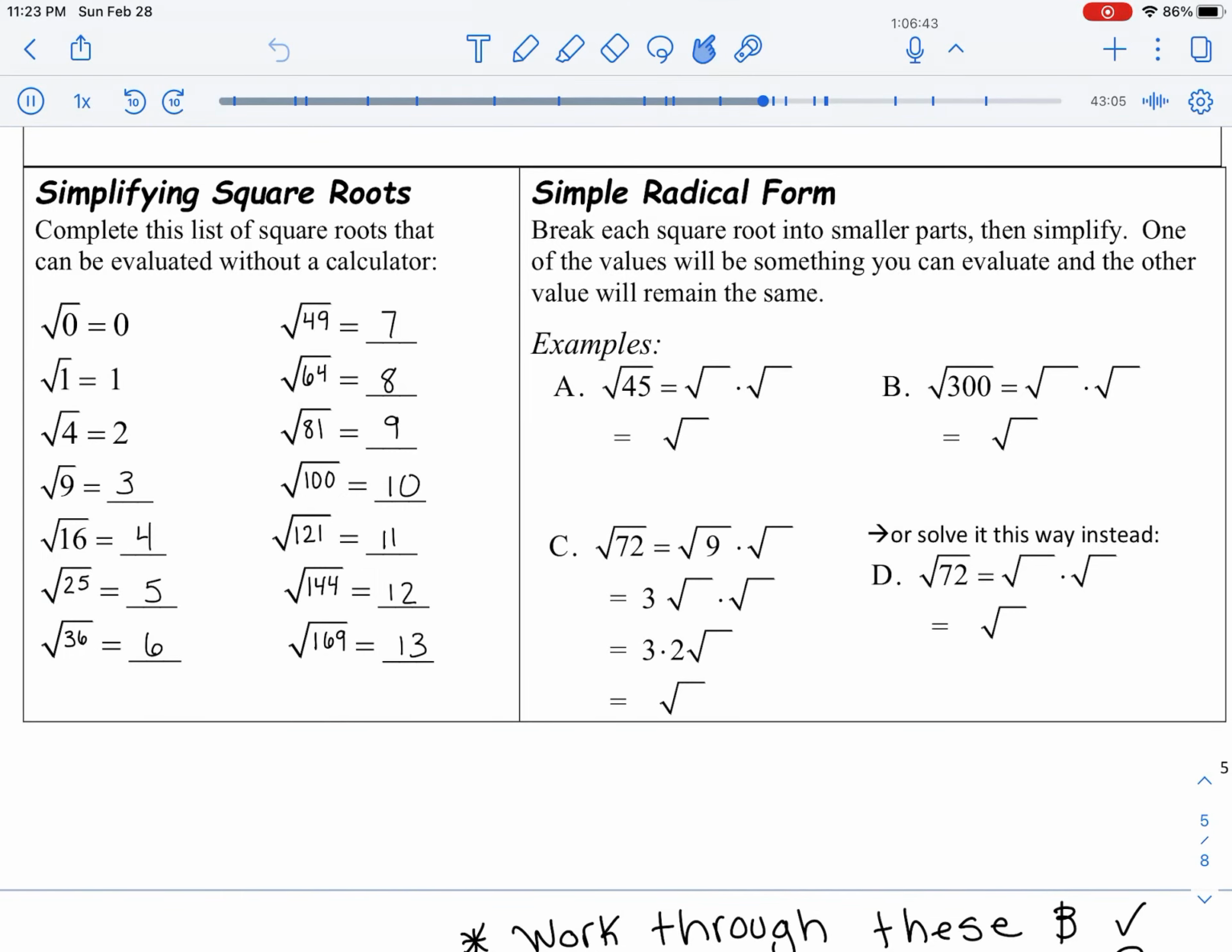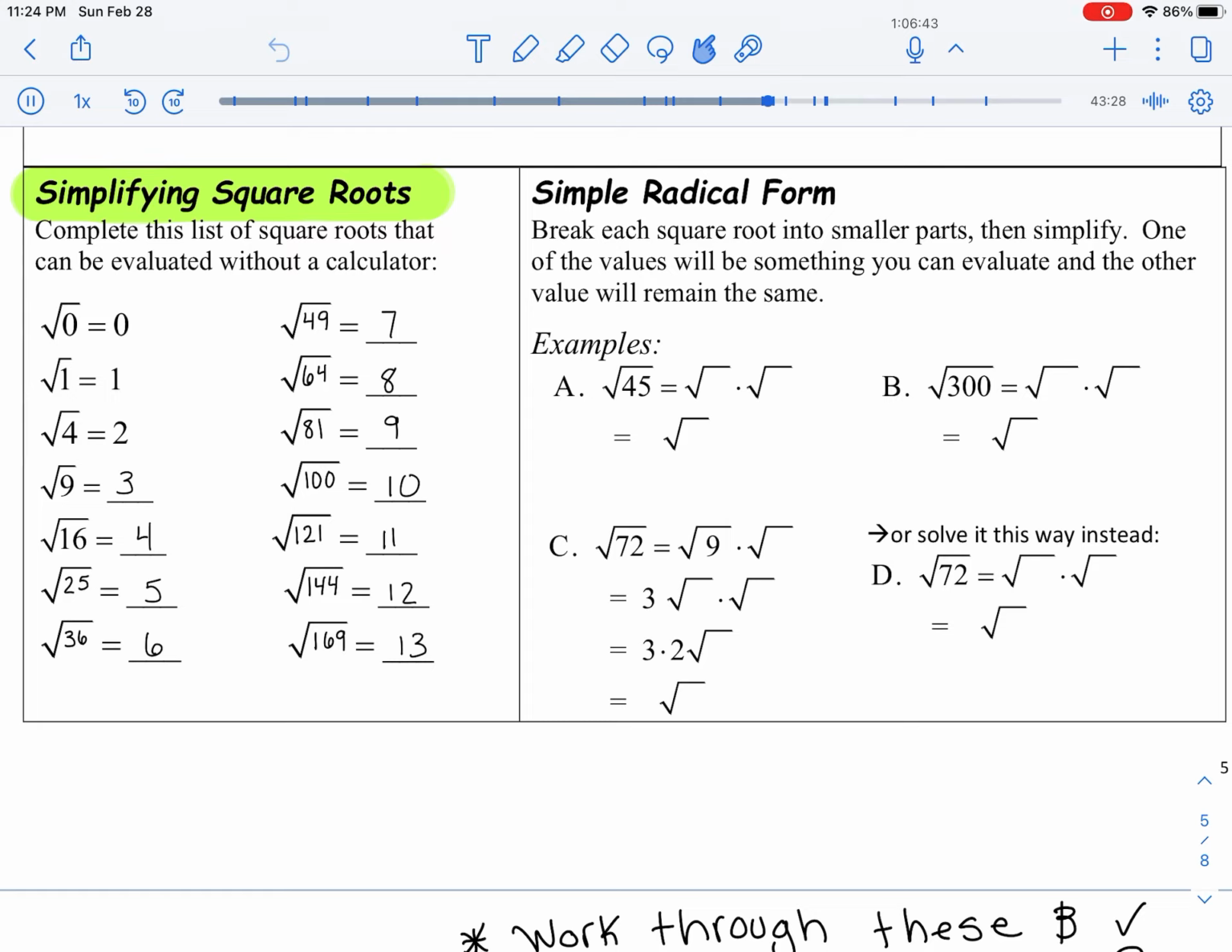Today I want to talk to you about simplifying square roots and also putting an answer into simplest radical form. So first off, simplifying square roots. You guys have been doing this for a number of years, where I ask you, what's the square root of 25? What's the square root of 10?